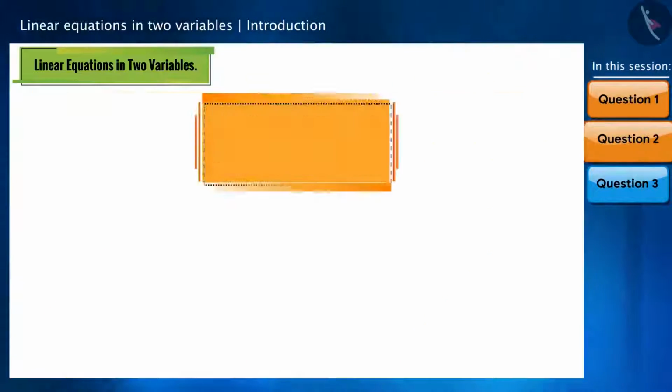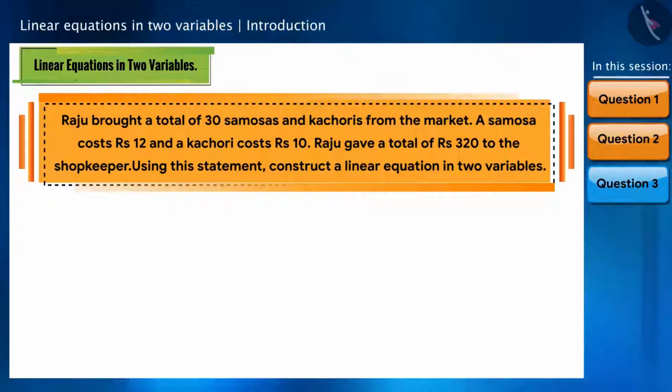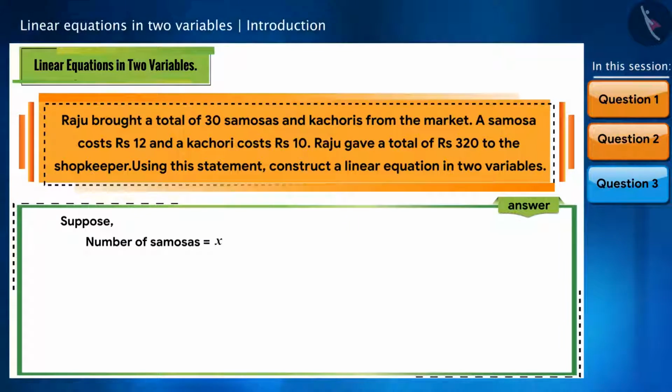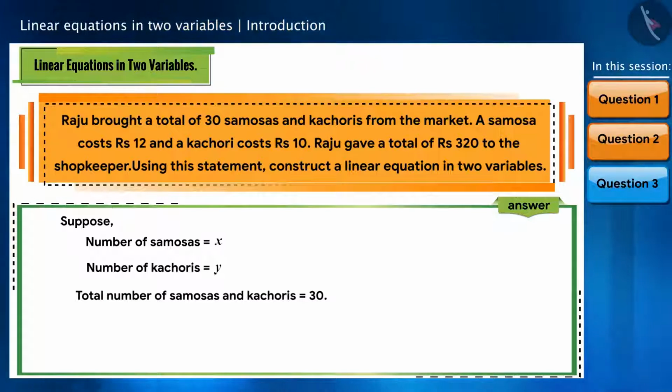Let's see another question. Raju brought a total of 30 samosas and kachoris from the market. A samosa costs rupees 12 and a kachori costs rupees 10. Raju gave a total of rupees 320 to the shopkeeper. Using this statement, construct a linear equation in 2 variables. Suppose the number of samosas taken by Raju is x and the number of kachoris is y. He has a total of 30 samosas and kachoris. So, our equation will be x plus y is equal to 30. How to write it in general form?